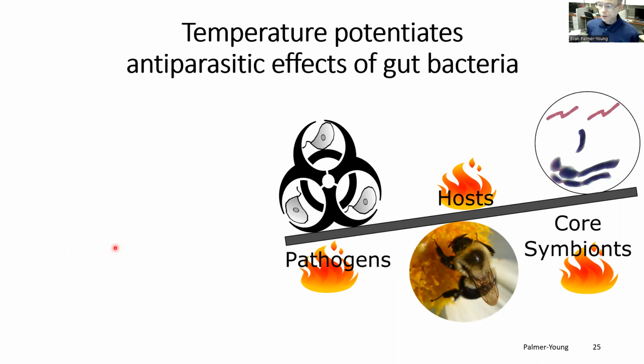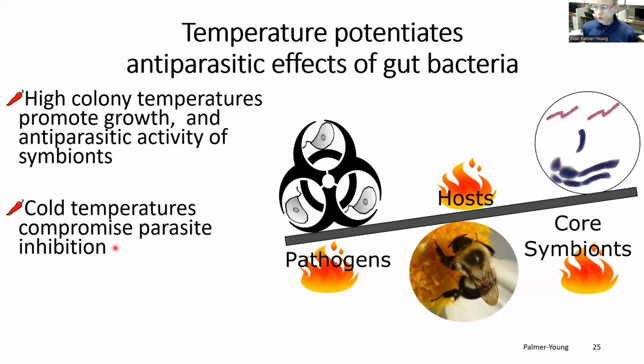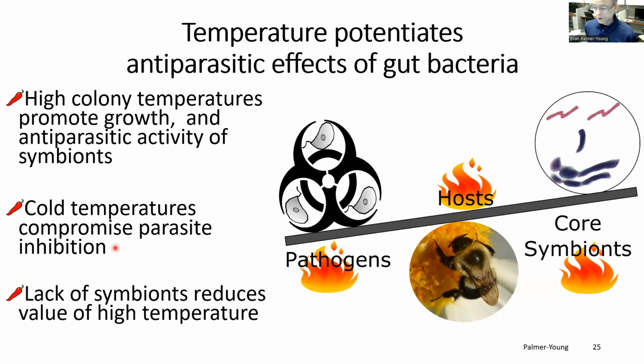For bees, our findings predict that socially enabled maintenance of high colony temperatures could promote the establishment of the non-pathogenic core gut bacteria and their inhibition of parasites. Conversely, bees that are unable to achieve these high temperatures may not realize the full benefit of their symbiont community, and bees lacking gut symbionts may not gain all the potential benefits of maintaining high body temperatures.